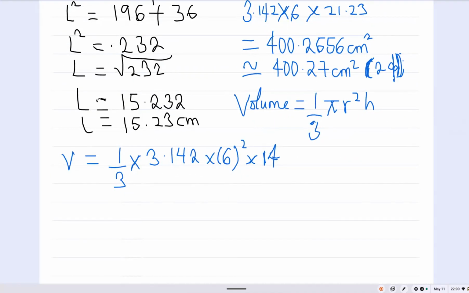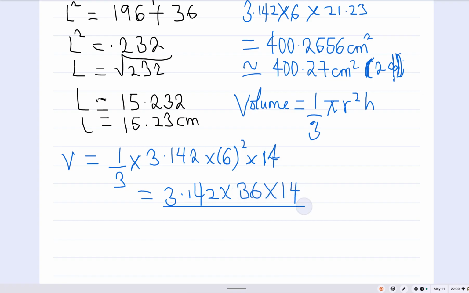Alright, so now you are going to multiply that together. It is also actually very simple. So you just do on your calculator. Do the upper side first. So that 3.142 multiplied by 6 squared is 36. Then multiply by 14 all over 3. Are you seeing that now? So let's do that together. 3.142 times 36 times 14.